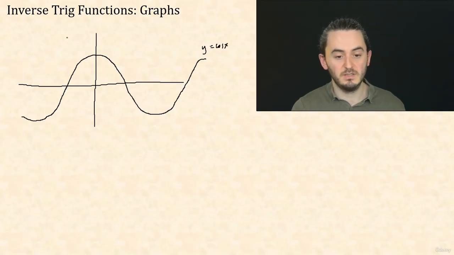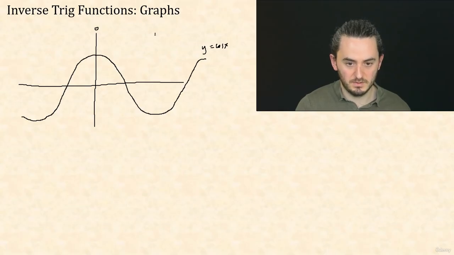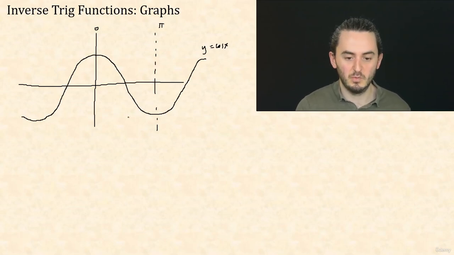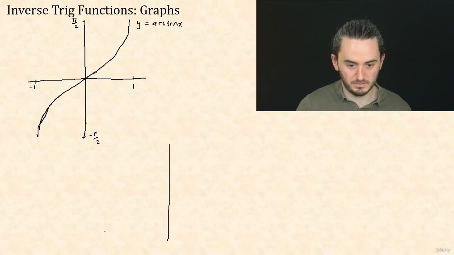So the bit that we select is actually this bit here, from 0 up to pi, because this part is a purely decreasing function and it's one-to-one. So that is the bit that we take, and then we reflect it in the line y equals x. So let's reflect that in the line y equals x and see what we get. So here was arc sine x. For arc cos x, it looks like this.